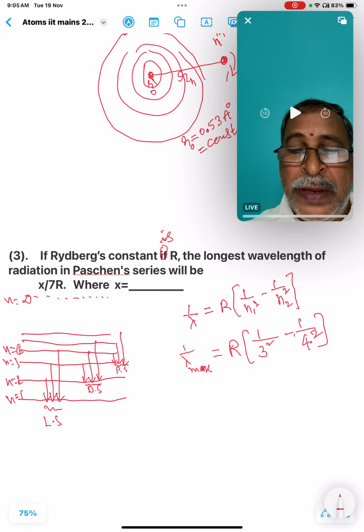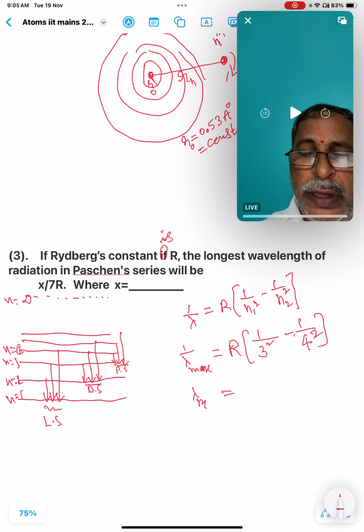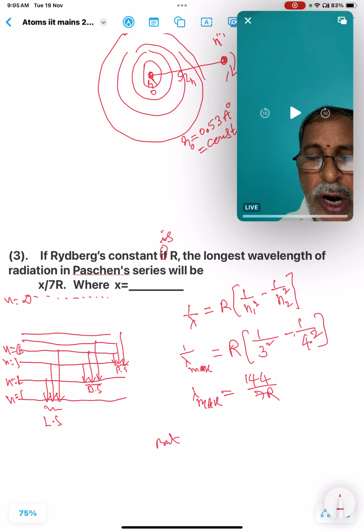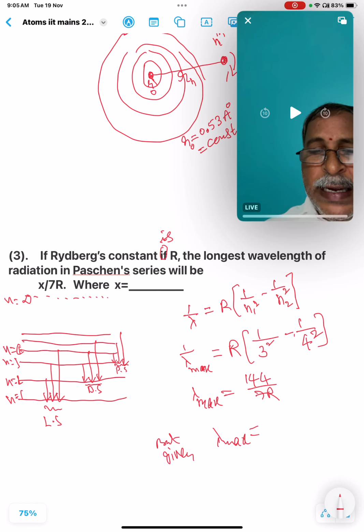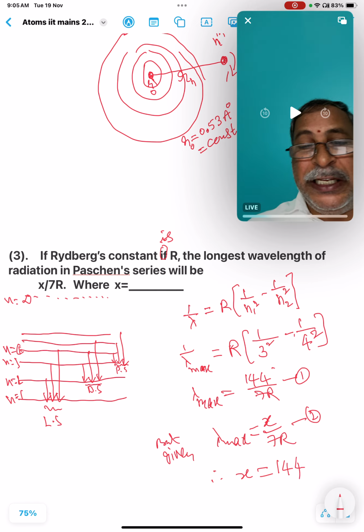So 1 by lambda maximum is equals to, what happens here, my dear students? Lambda maximum, if you do the calculation from this, you will get 144 divided by 7R. But in that problem, lambda maximum is given as x by 7R. This is the first equation, this is the second equation. Compare these two equations. Therefore, what is the x value given? Instead of x, 144 is there. My dear students, recognize this point, right?